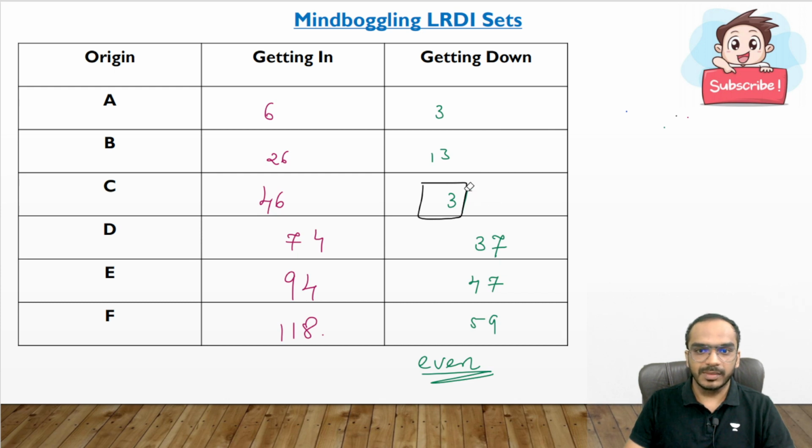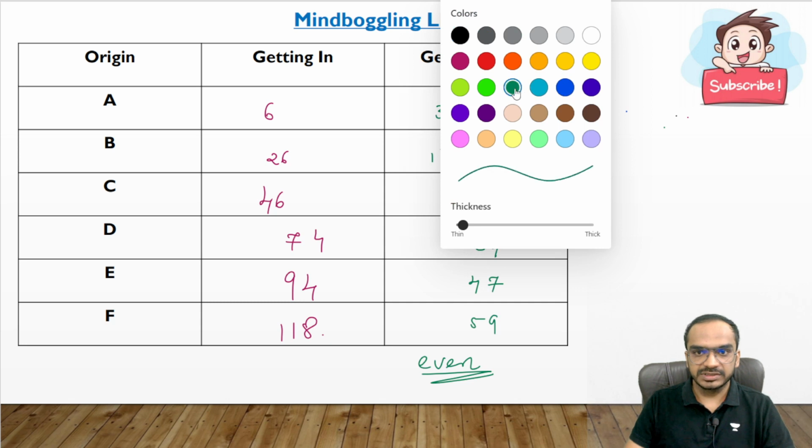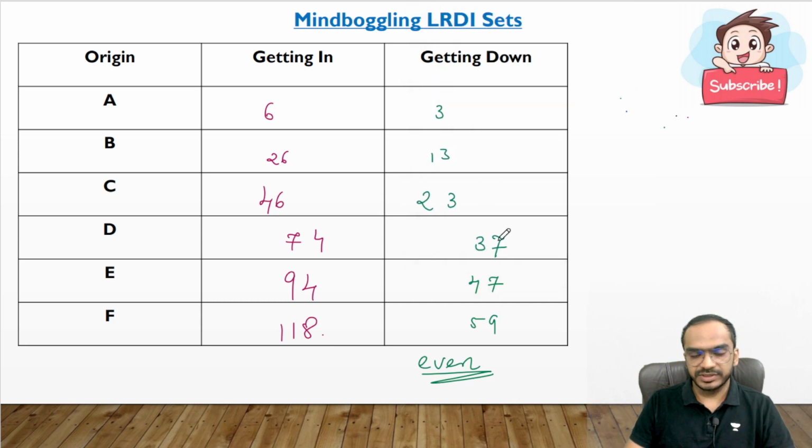Now we need minimum of 20, right? Clear with this? Okay, so this is 23. This is the only option remaining. Now see, he had said the total of the number of people getting down should be even. Check it, right? Total of number of people getting down should be even.